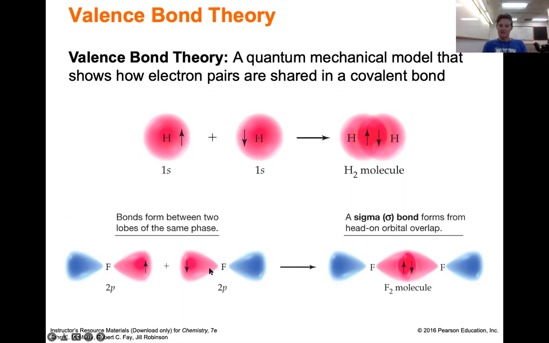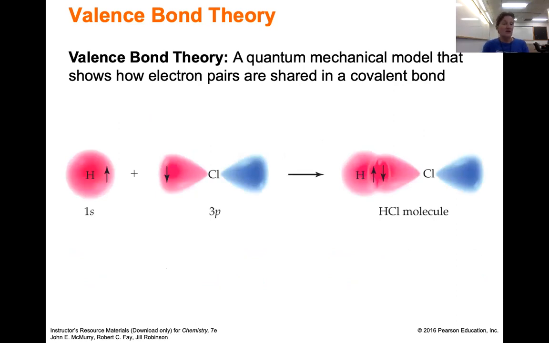Fluorine can also form a sigma bond, but now each fluorine has a 2p orbital with one electron. If you take the two lobes that are the same color, remember that means they have the same sign, then when you push them together, you will get overall electron density in between the two fluorine nuclei. And so once again, if you were to cut across the bond axis and look at one of the fluorines, it's circular, so it's also a sigma bond.